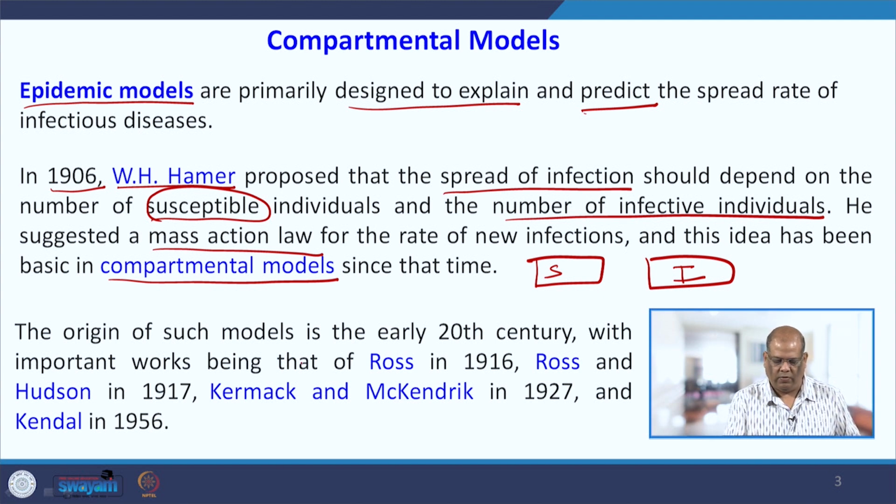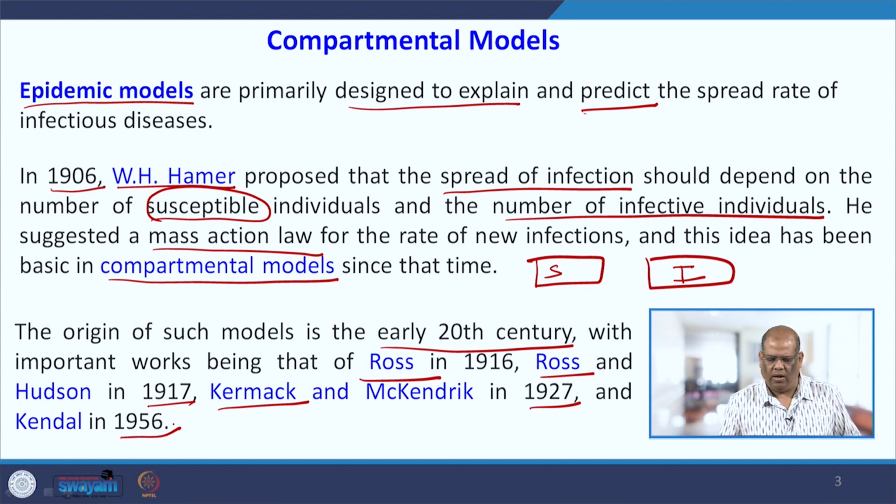The origin of such models is in the early 20th century. The names famous for this model are Ross in 1916, Ross and Hudson in 1917, Kermack and McKendrick in 1927, and Kendall in 1956. So let's start with a very simple kind of model, that is the susceptible and infected model.